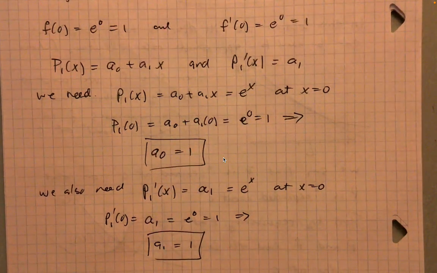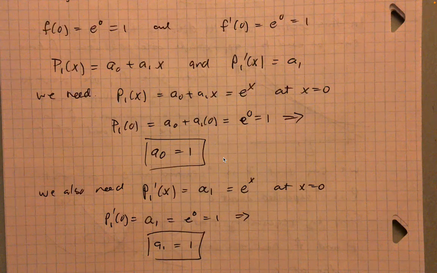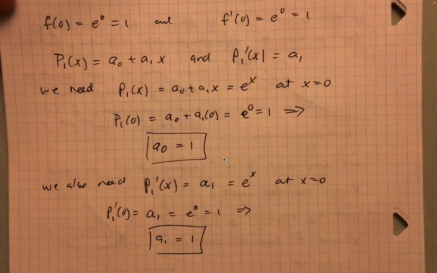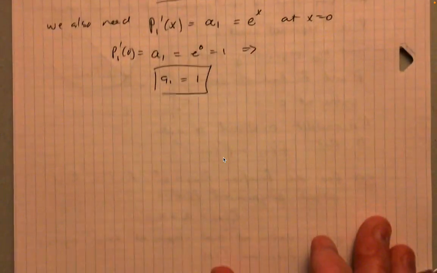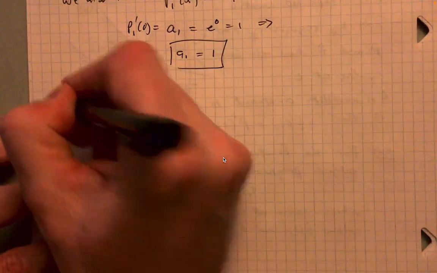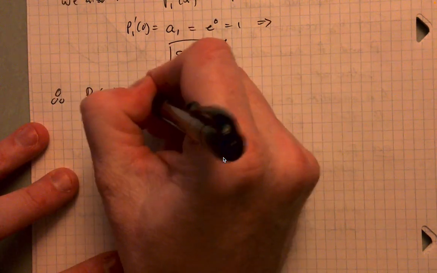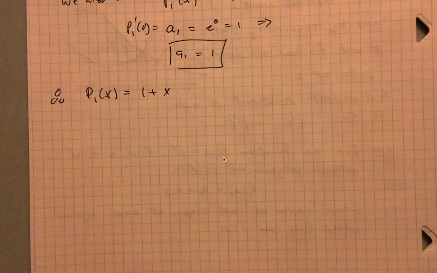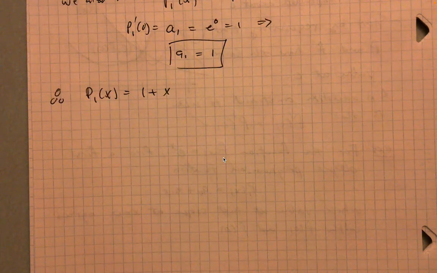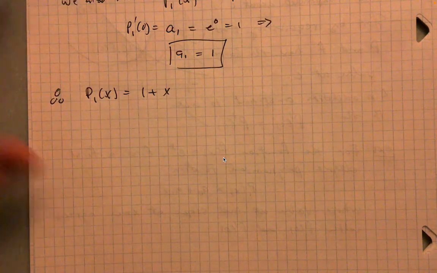So we've got the two coefficients of the two terms of this first polynomial approximation. Therefore P1 of x should be equal to 1 plus x. This is a polynomial that approximates f of x equals e to the x in the neighborhood of x equals 0.